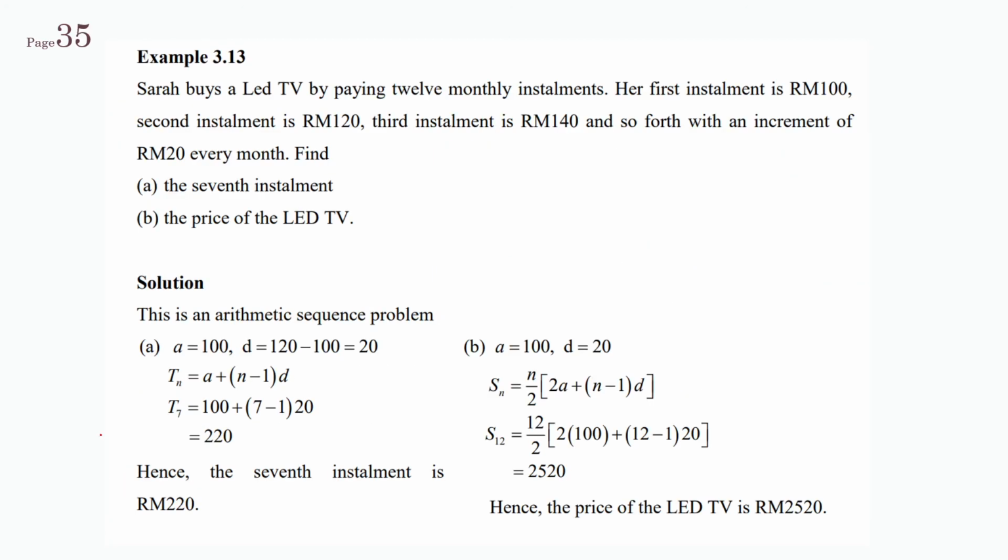Okay, and then example 3.13. Sarah buys an LED TV by paying a 12-month installment. Her first installment is 100, second installment is 120, third installment is 140, and so forth with an increment of 20 each month. Find the 7th installment. So very simple. a is 100 and d is 20. Then you look for T7. The price of the LED TV, you're going to pay for 12 months, so it's S12, and you do the calculation there.